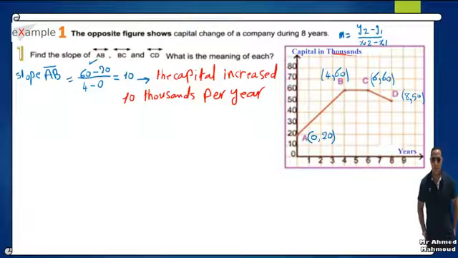Because we get the average or the rate of change of the capital according to the number of years. The slope is the rate of change, which means the capital increases 10,000 per year. That means in the first year it increases 10,000, in the second 10,000, in the third 10,000, in the fourth 10,000. It increases from 20 to 60. The next one.